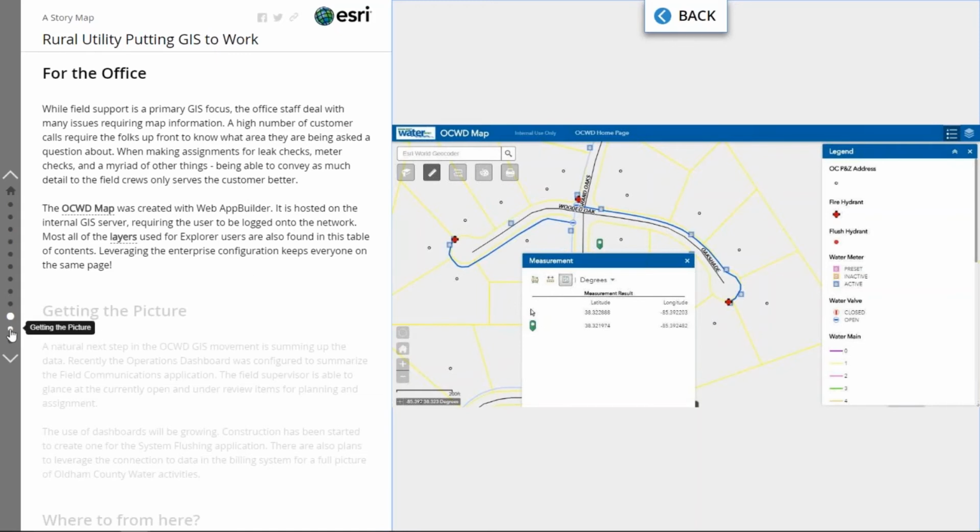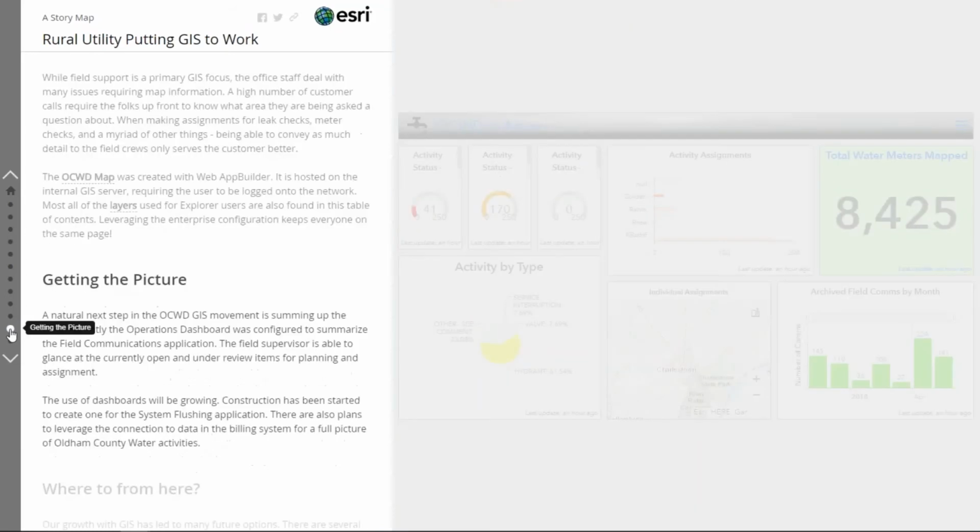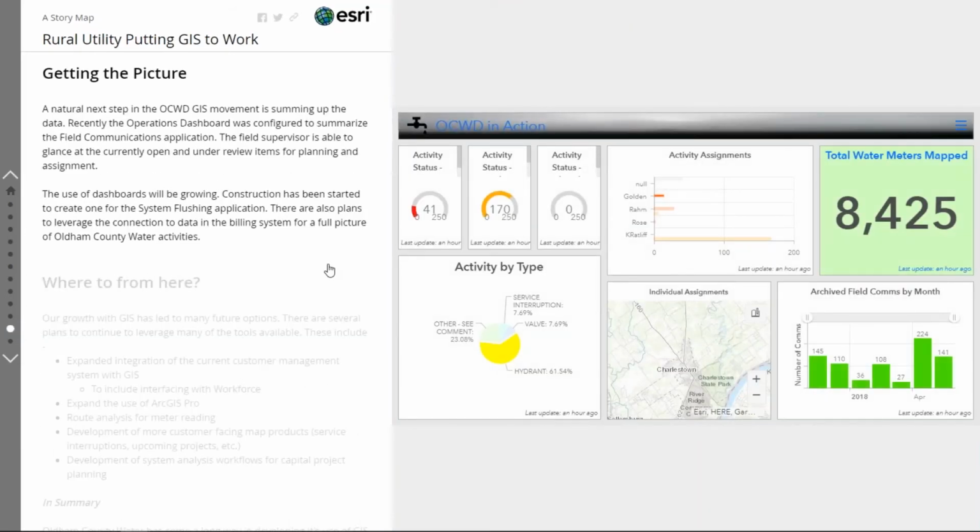So one of the things that we have done lately, just recently, was implement a dashboard. And this one is based on our field communications application.